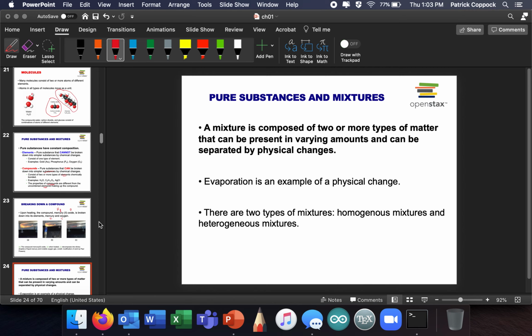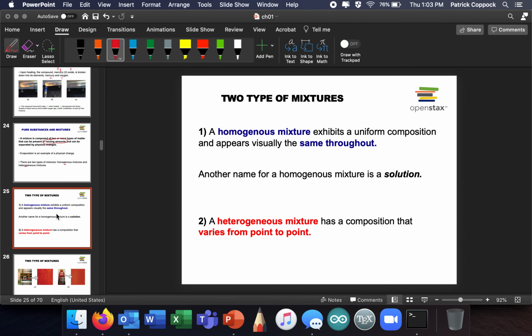Now, a mixture is composed of 2 or more types of matter that can be present in varying amounts. That's really the key term here, in varying amounts. And they can be separated by physical changes. So evaporation is an example of a physical change. And there are 2 types of mixtures, homogeneous mixtures and heterogeneous mixtures, where homogeneous means it's the same everywhere within the mixture, and heterogeneous means it's different in different parts. I've got some examples and pictures of that.